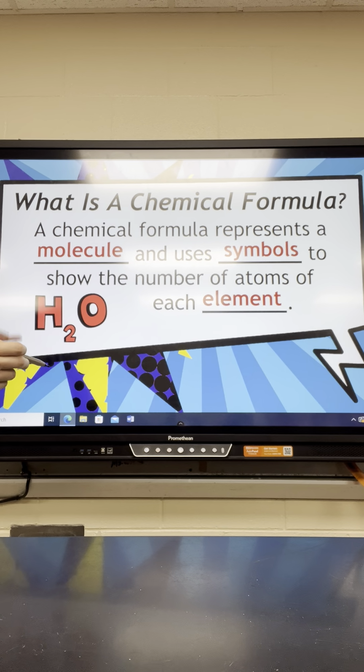So we use our symbols, H and O, and we use a subscript 2 to tell us how many H's we have. If there's no subscript in front of it, we get an automatic 1. Again, this is kind of review, but it's always good to go over this stuff because we're going to be seeing this a lot next week. Now again, you don't have to write it word for word, but write it in a way that you can understand.